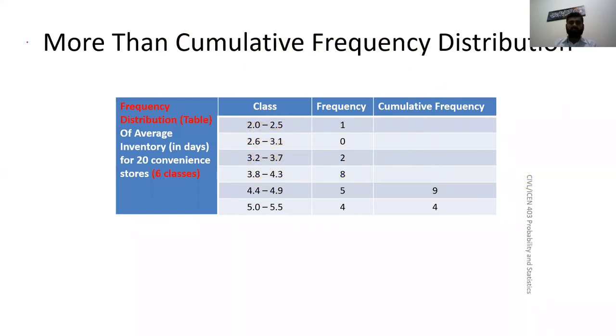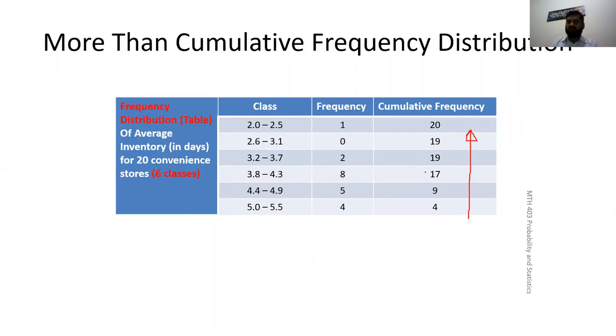Similarly, we can do more than ogive. In more than ogive, we start from the bottom. We start from the bottom, write 4 here, and now add this 5 and write it here. Okay, now add this 8 and write it here. So 17. Now add 17 plus 2, 19. 19 plus 0, 19. 19 plus 1, 20. Okay, so if you start from down to up, this is more than cumulative.